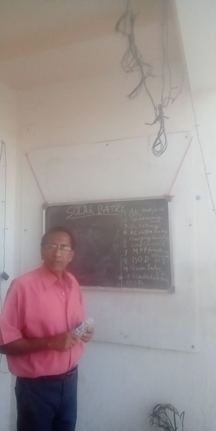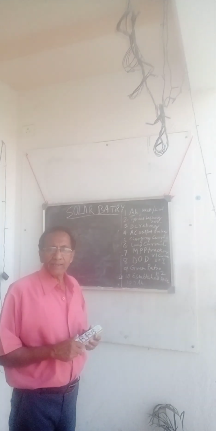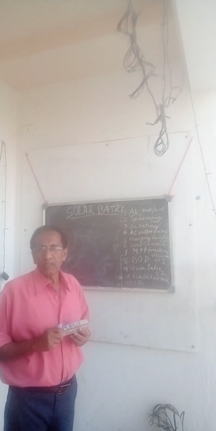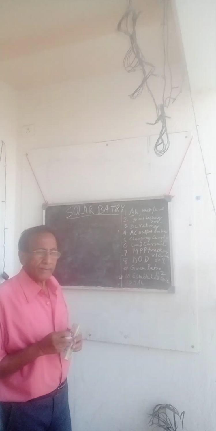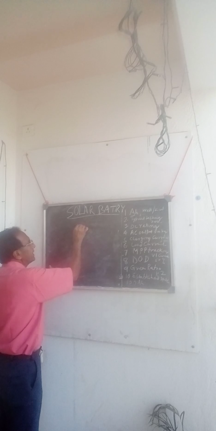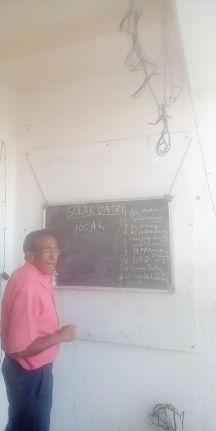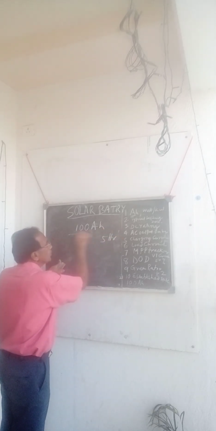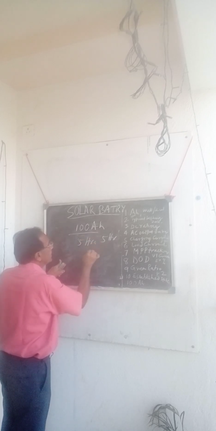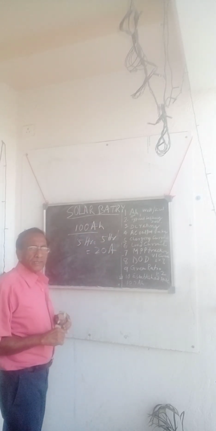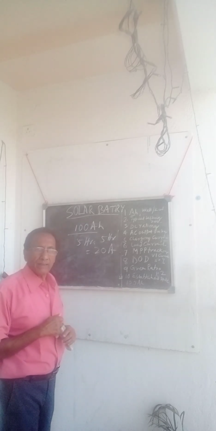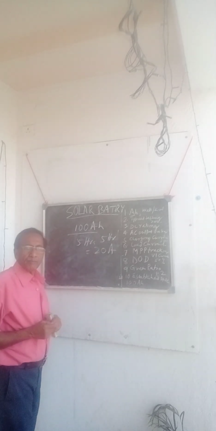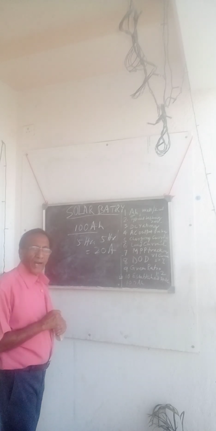Now I want to fully charge the battery, suppose in 5 hours. Then what should be the rating of the solar panel? This is the mathematical calculation. Suppose the 100 ampere hour battery I want to charge in 5 hours. So you divide by 5 hours, it is equal to 20 ampere. We want 20 ampere of current generated from the solar panel. So how should the solar panel generate the 20 ampere? What should be its wattage?